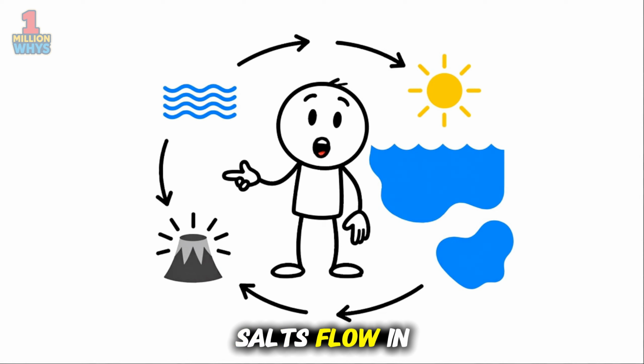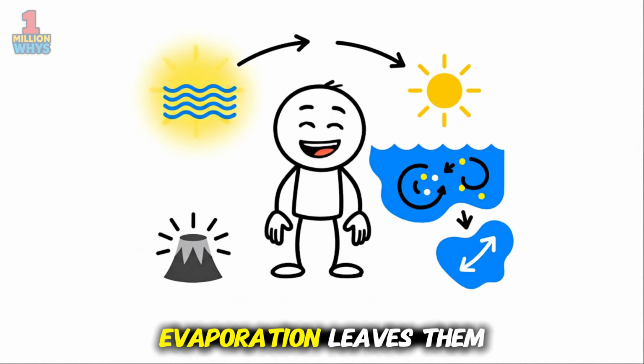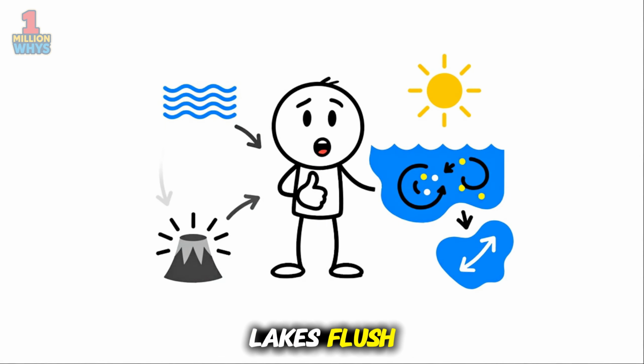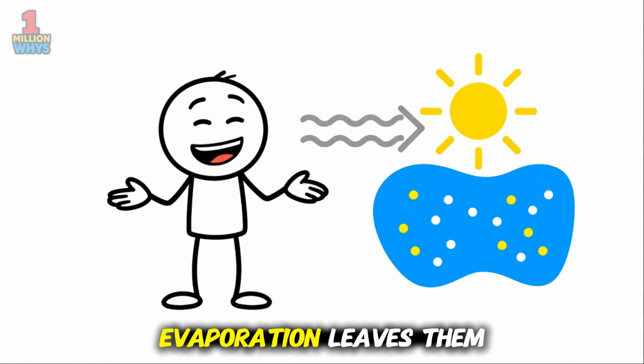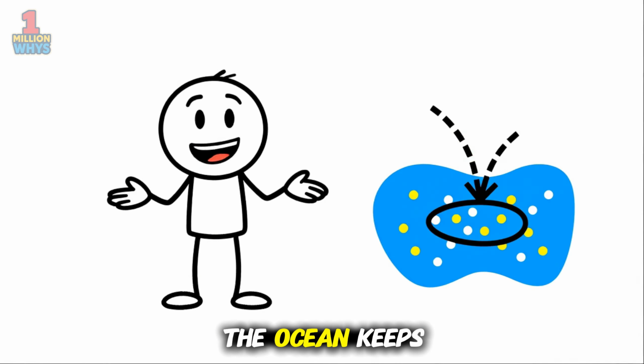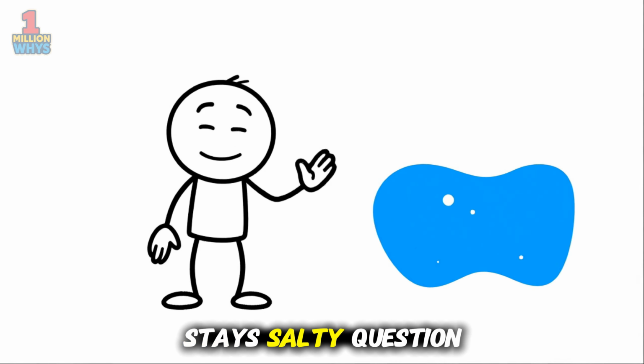Check. Salts flow in from rivers and vents. Evaporation leaves them. Lakes flush, but the ocean keeps more. Rivers bring salts. Evaporation leaves them. Lakes flush. The ocean keeps more, so it stays salty. Question solved.